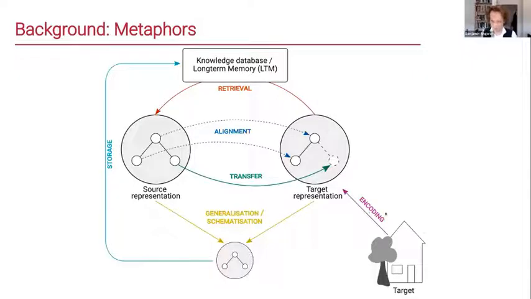So there is this kind of familiar scheme that most of us will have seen in some form or other. We have a target that we are engaged with. We encode it into some form of initial target representation, which reminds us of something. So there's a memory retrieval process where we can have one or more candidates, and finally we retrieve some kind of source representation. So now we have both these representations in our working memory.